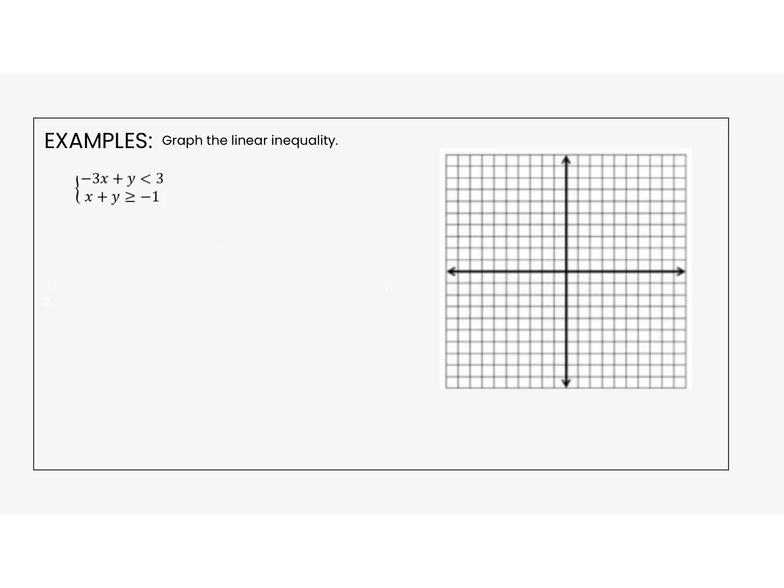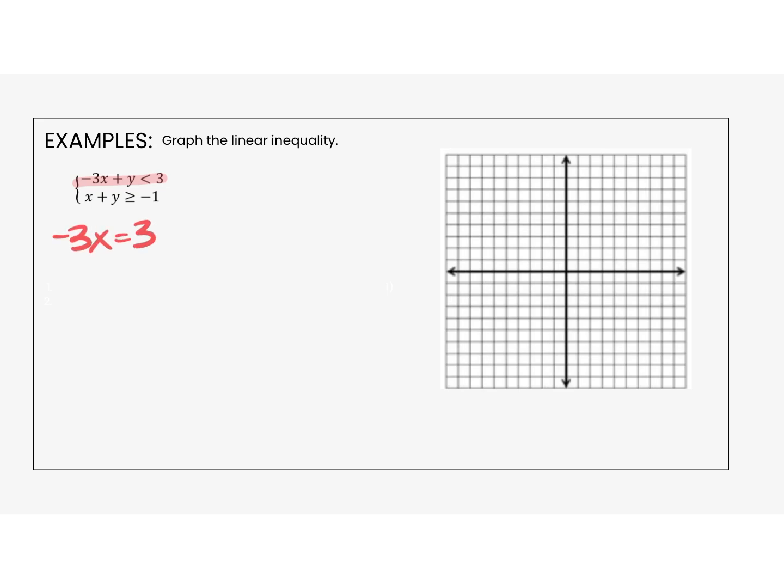All right, now here is an example of a system. So we have two lines that we're going to graph first, and then we're going to figure out where the solution is. So let's look at this top line here. I'll do this one in red. And again, this is standard form, so I'm going to just find the intercepts.